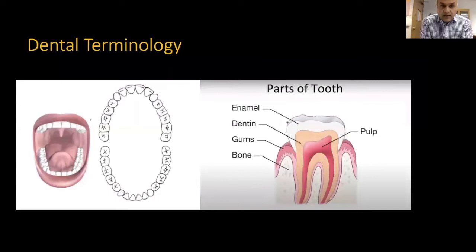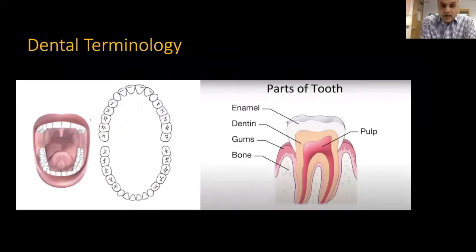Teeth. Adults generally should have 32. It depends on how you look after your teeth. Generally 32, 8 in each quadrant. We talk about the upper left, upper right, lower left, and lower right.